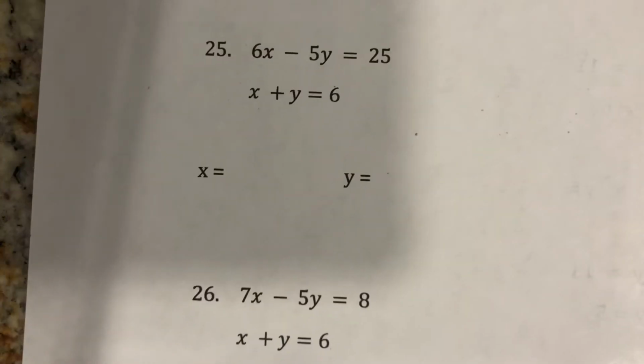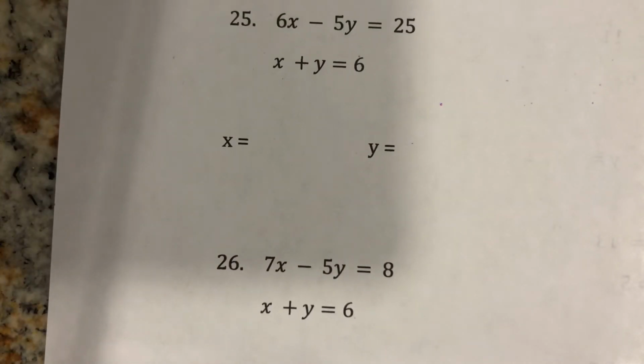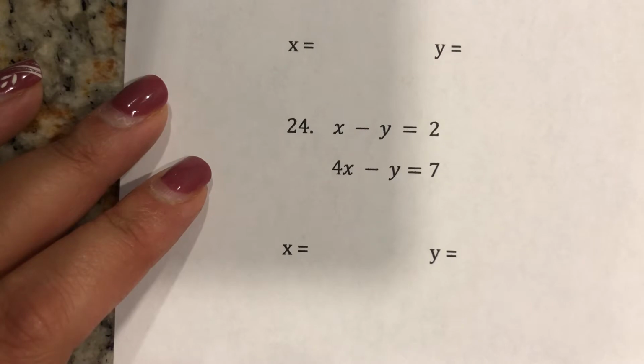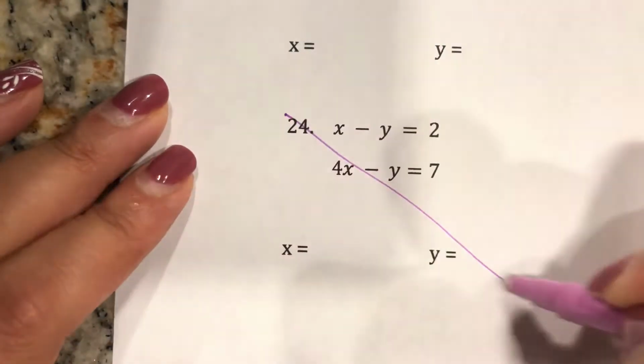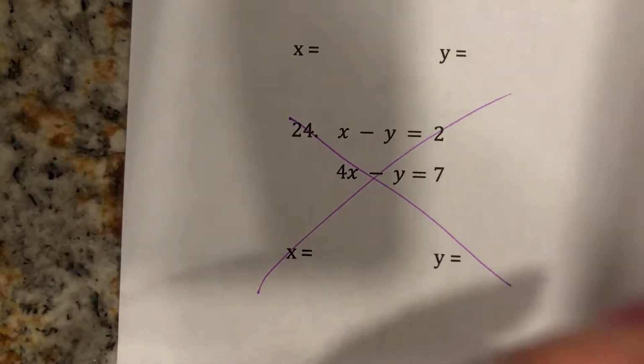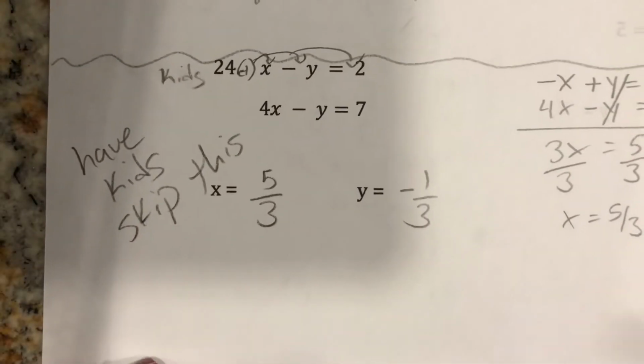All right, last one. Don't forget, for 24, we are not doing this one. Do not do that one. You end up with a fraction. If you want to see what that looks like, it looks like this.